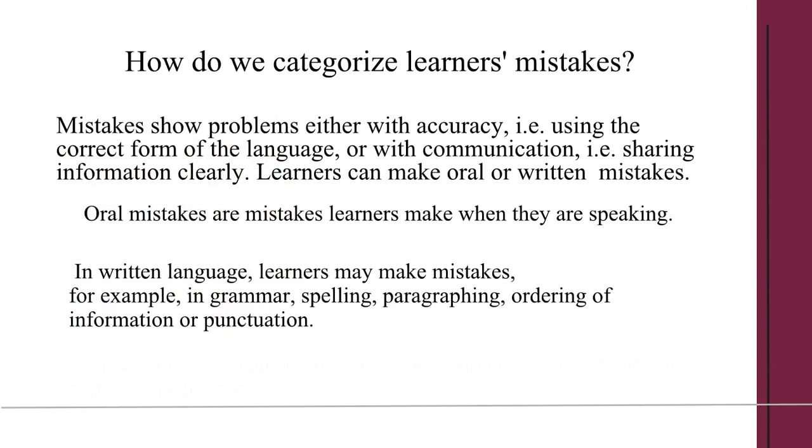Oral mistakes are mistakes learners make when they are speaking. They make mistakes in the accuracy of, for example, grammar, pronunciation, or vocabulary, or in the degree of formality of the language they use. In written language, learners may make mistakes, for example, in grammar, spelling, paragraphing, ordering of information, or punctuation. Learners' mistakes can be errors or slips. Learners are usually able to correct slips themselves.